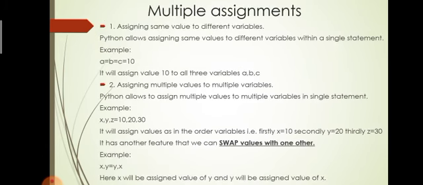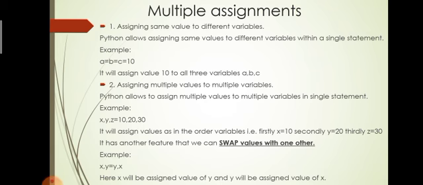Coming to the next, multiple assignments. Assignments means you are assigning values to the variables. Here we have two different types. First, assigning the same value to different variables. Pay attention, assigning the same value to different variables. You can see in the example a equal to b equal to c equal to 10. So here we are assigning a, b, c the value 10. All three variables a, b and c will have the value 10.